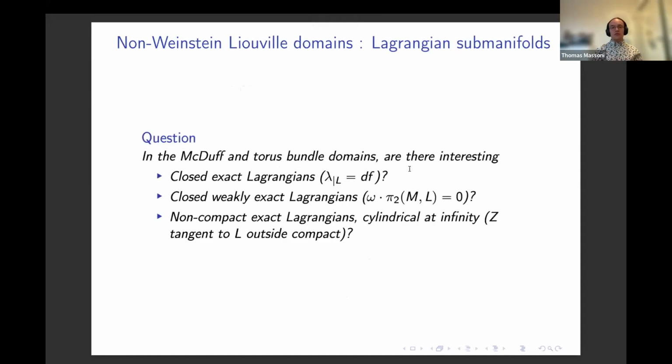So those are two fairly explicit examples of non-Weinstein Liouville domains, and there is a number of natural questions that we can ask. First of all, do they have closed exact Lagrangians? Those are Lagrangians such that the Liouville form restricts to a closed one-form on the Lagrangian, or maybe closed weakly exact Lagrangians, where here we only require that the symplectic form on disks with boundary on L is 0. And also maybe interesting non-compact exact Lagrangians, which are cylindrical at infinity, meaning that the Liouville vector field is tangent to the Lagrangian at infinity.